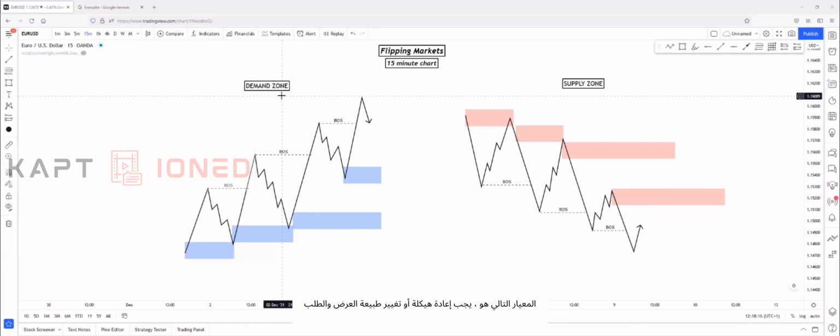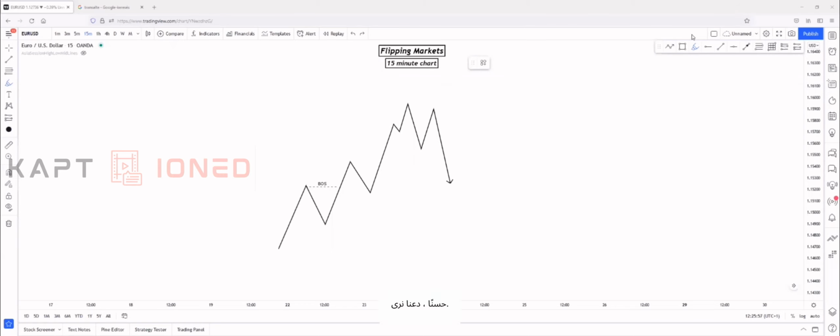Okay, the next criteria is it has to break structure or change character. A supply and demand zone will only be valid if it breaks structure or an opposite side zone. Let's see an example for this. Okay, let's see an example.